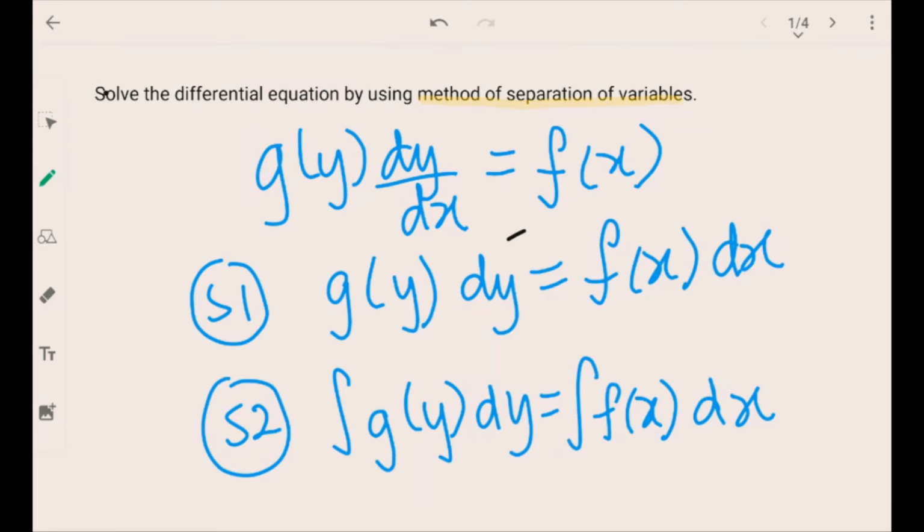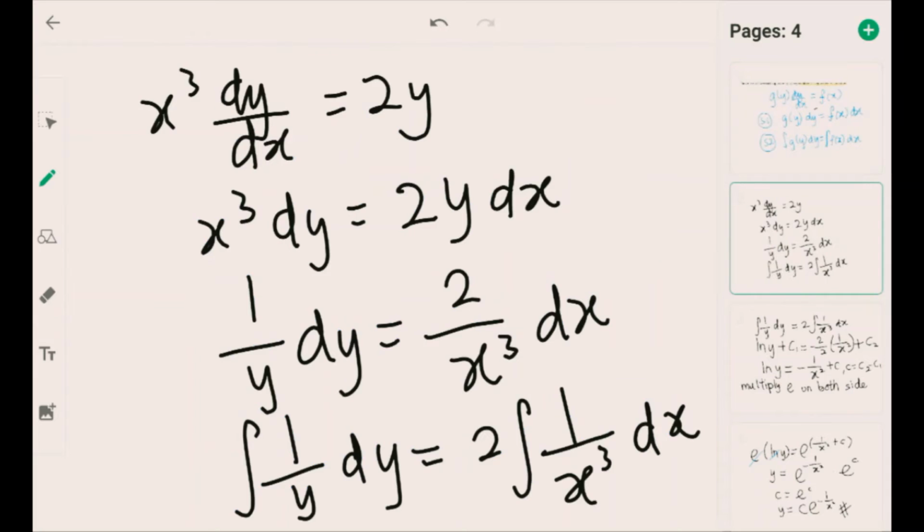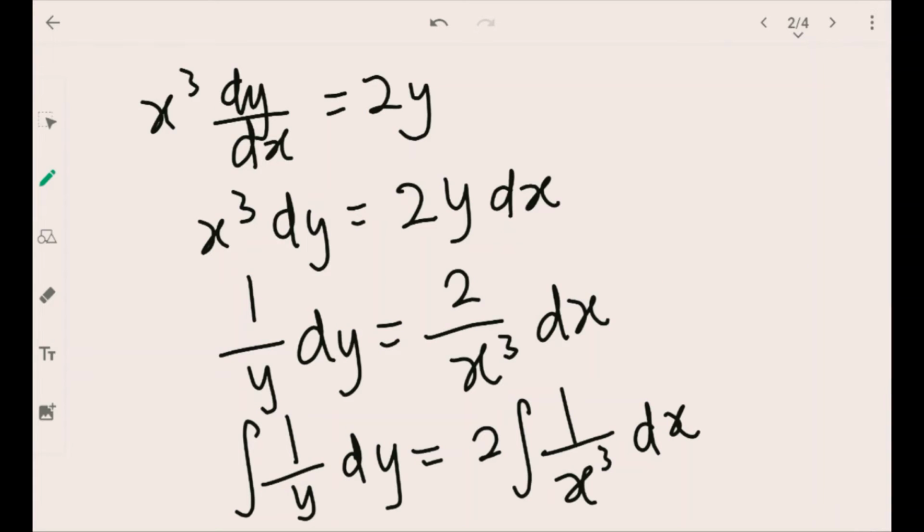So step 1, we are going to arrange it with the same terms, which is g(y) with dy and f(x) with dx. Then step 2, we will integrate both sides. So now let's go to the question, which is x to the power of 3 dy/dx equals 2y. This form is the same form that I mentioned just now.